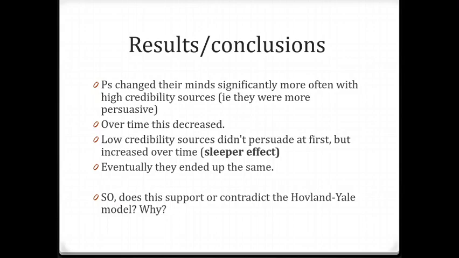So if we think about this study, then you've got those with the expert were persuaded but the effect decreased. Those with the non-expert were not persuaded but then over time they were. So it contradicts the Hovland Yale model, because what it's saying is that it doesn't really make any difference in the long term. It might make an immediate difference, but over time, whether you have a high credibility source or a low credibility source, i.e. an expert or not an expert in the source, it doesn't make any difference. They ended up the same.